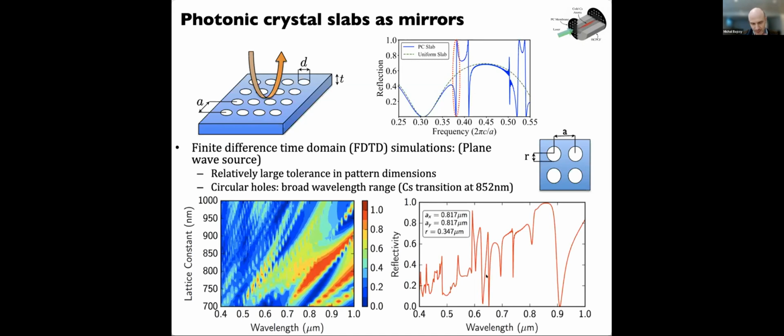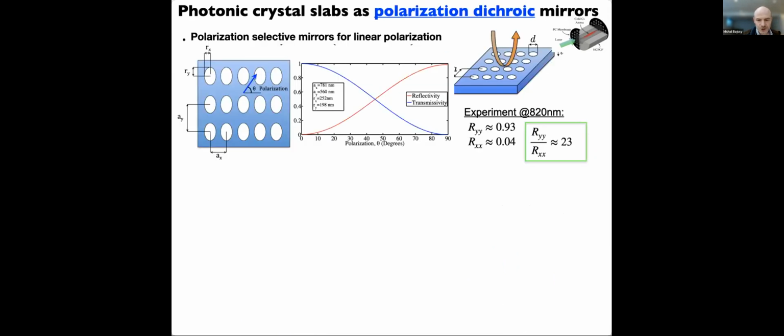So here we have an example of a particular simulation of a mirror where you can get relatively broad regions of high reflectivity. And where things get interesting is if you, instead of having just round holes in a triangular or square lattice, start breaking symmetry in the mirror. One option is to make your holes elliptical and also make the spacing not square or triangular. And this allows you to get a polarization selective mirror for linear polarization.